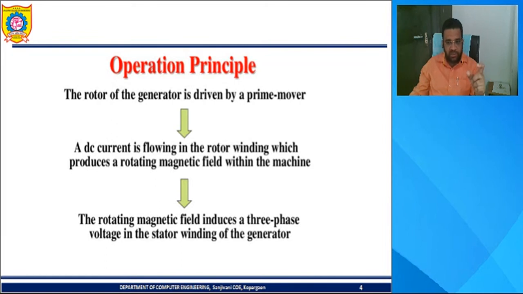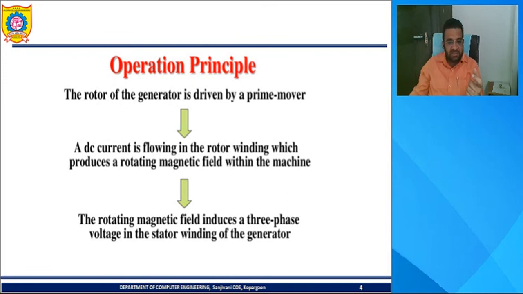Now here you might get confused. We are giving the DC current, so DC current has to produce a constant flux. But again, go to the upper statement. What is the upper statement? The rotor of a generator is driven by the prime mover. So when we apply the DC supply, then DC current flows through the winding, and it provides a constant magnetic field.